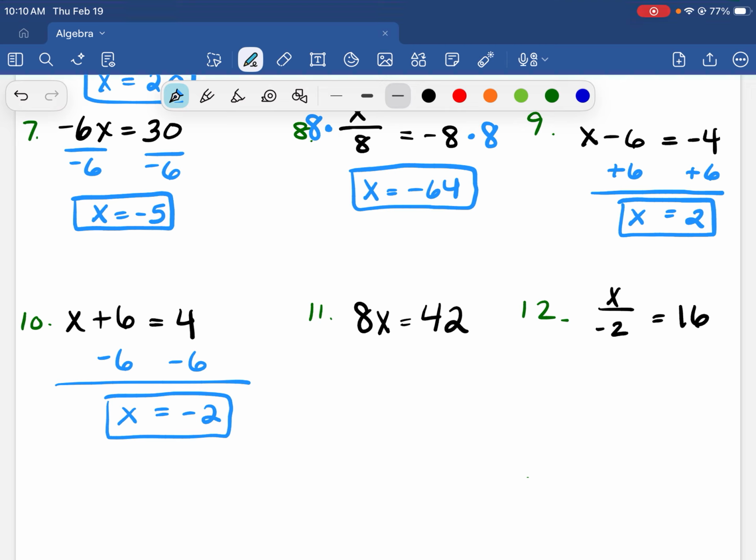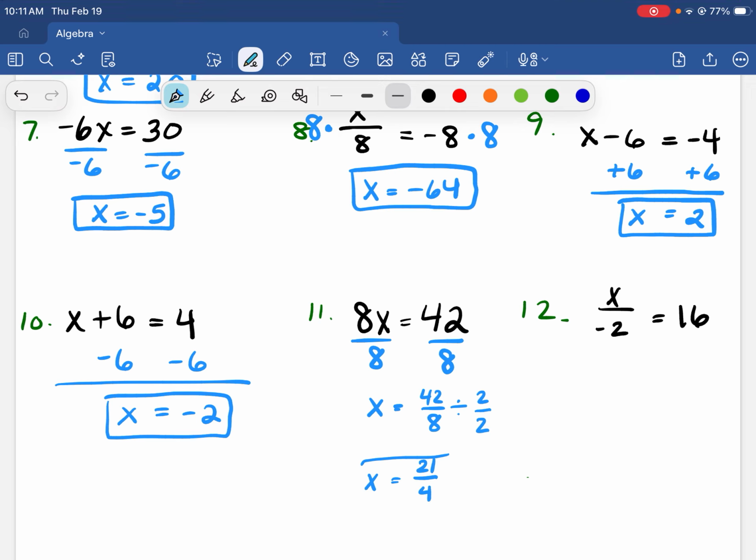Number 11, 8 is a coefficient. X is a variable. We have 8 times x here, so the opposite or inverse will be dividing by 8. 8 divided by 8 is 1x, or just x. 42 divided by 8 does not simplify to a whole number, but we can simplify this improper fraction here. So 42 and 8 are both divisible by, we can do 2. 42 divided by 2 is 21, and 8 divided by 2 is 4.